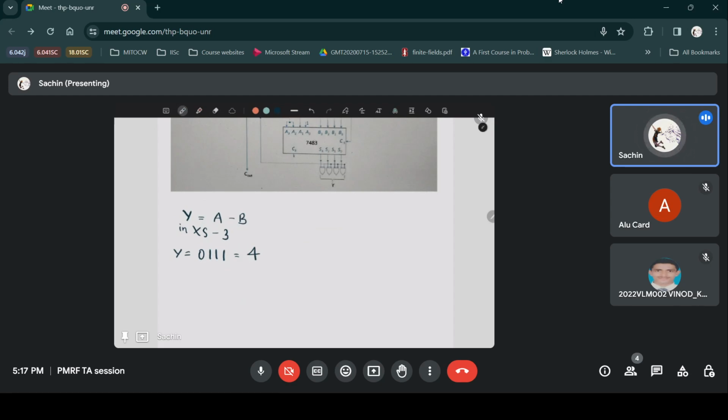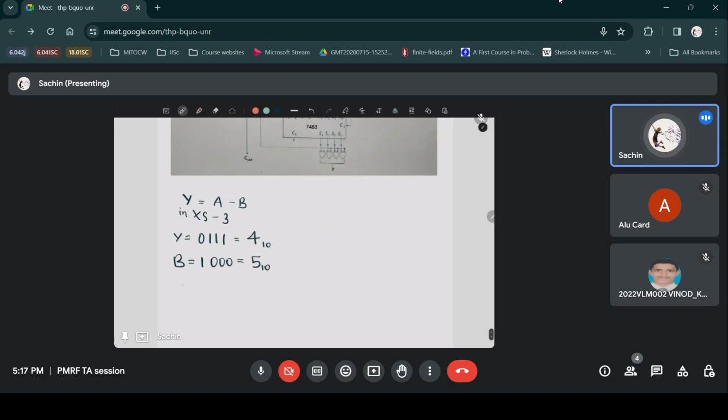So in excess 3 we add 3 to the number. So 4 will be represented by the binary equivalent of 7. And they've also given B is 1 0 0 0, which is 8, but it's excess 3, so it's actually 5 in decimal. So they're saying Y is 4, which is A minus 5, so A will be 9 in decimal.